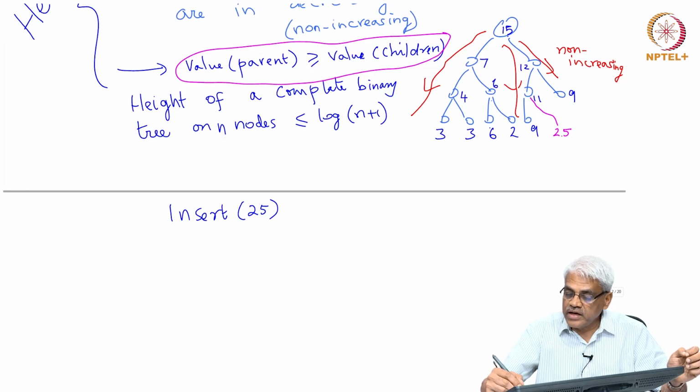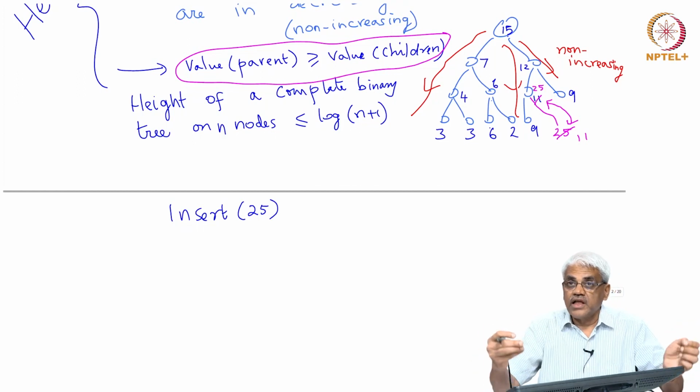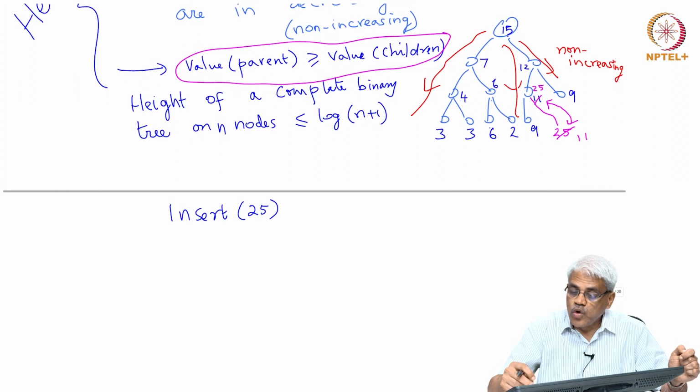So, I compare that element with its parent, and if I find that yes, there is a violation, then what do I do? I swap. That means 11 comes here and 25 goes here. Can there be a violation? Yes, there can be a violation with this node and its parent, which I compare, and so 25 goes here and 12 goes here. Can there be a violation? Yes, compare with the parent, and 25 goes here and 15 here.